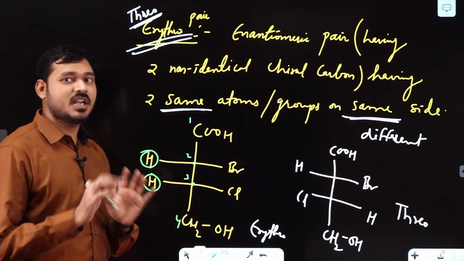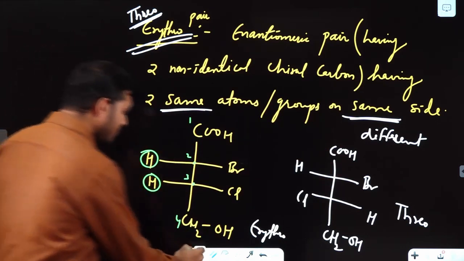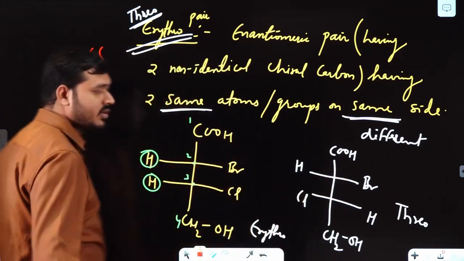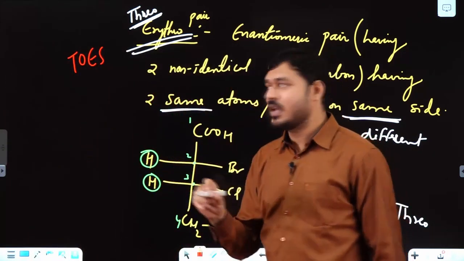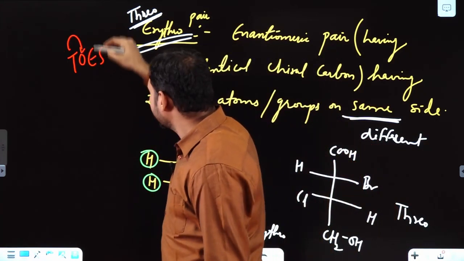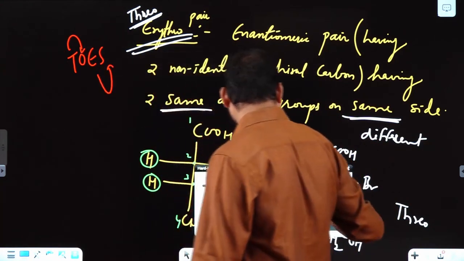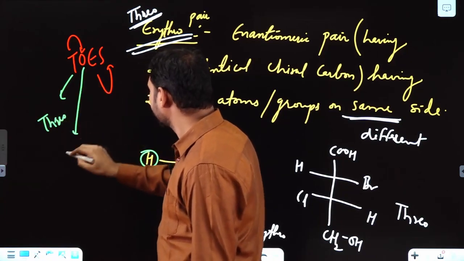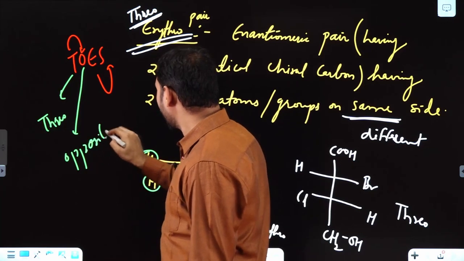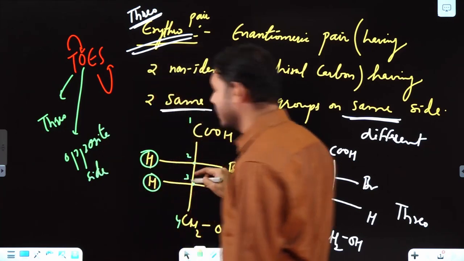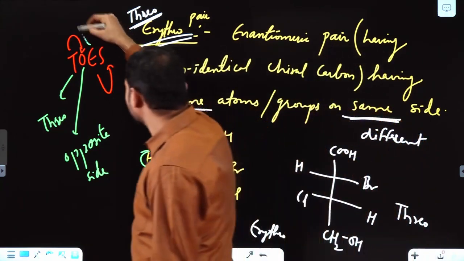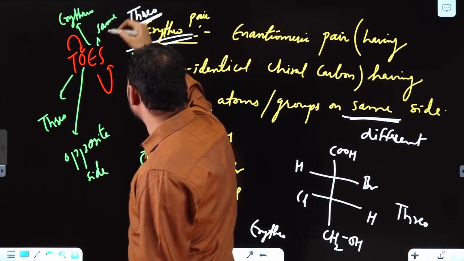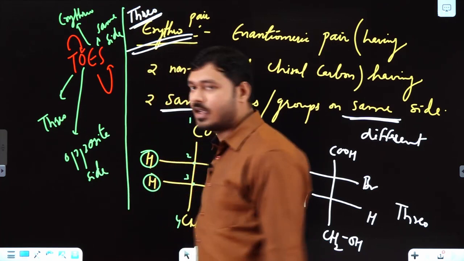Clear to you all? Let me tell you one very important shortcut for this. You can use this shortcut TOES. Okay, just like SARC, if you remember, TOES: threo opposite side, erythro same side. Okay, threo for opposite side, right? As you can see, threo opposite side, erythro for same side. I think clear to you all.